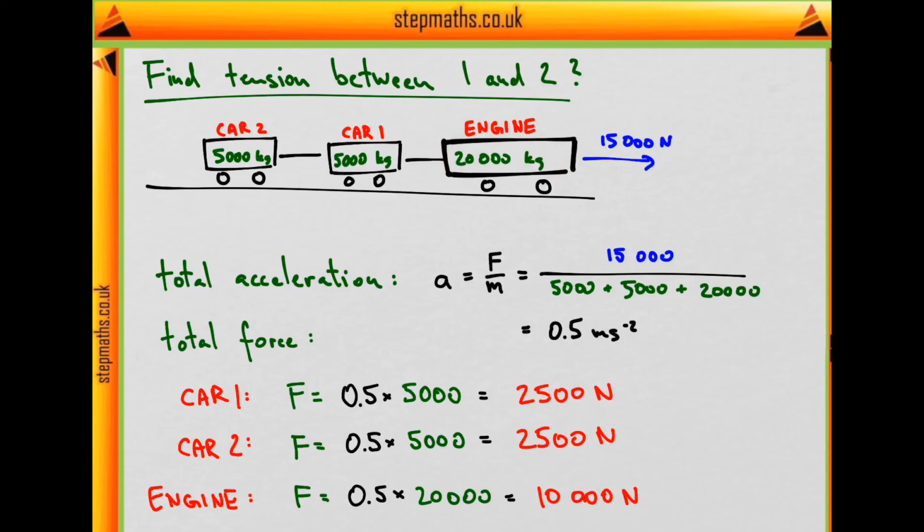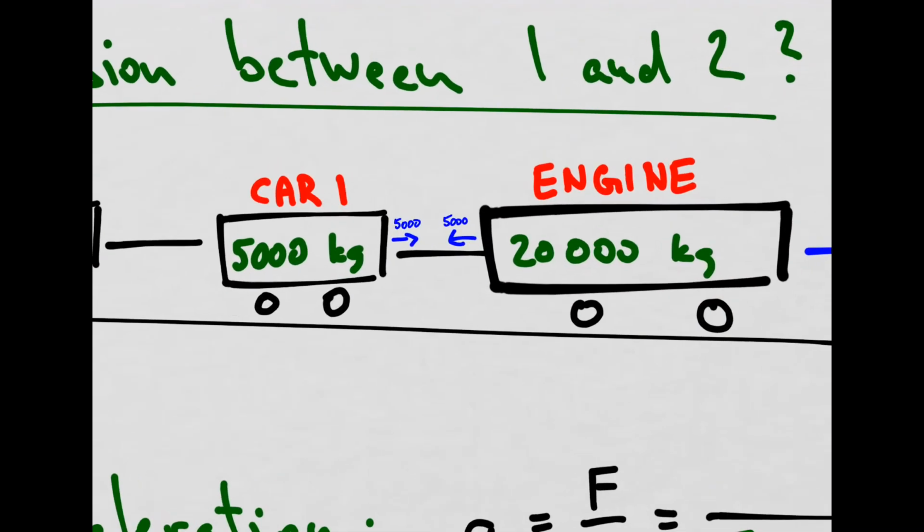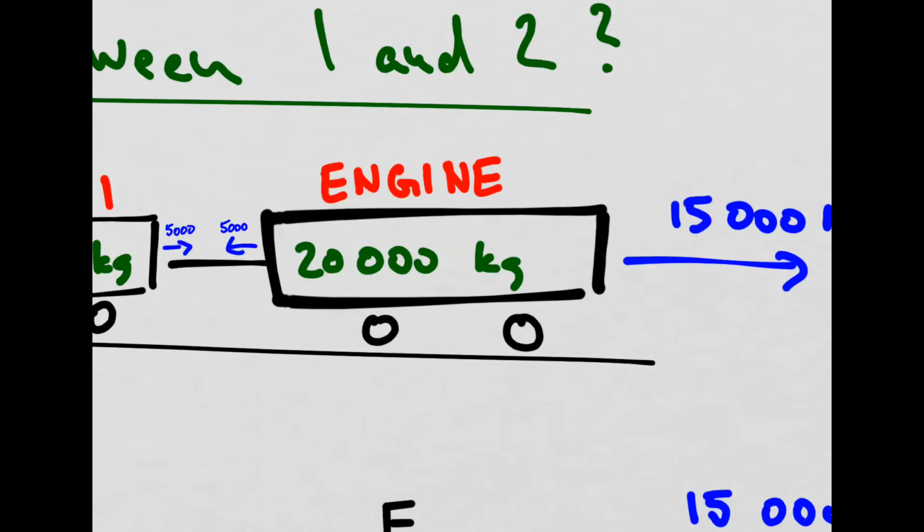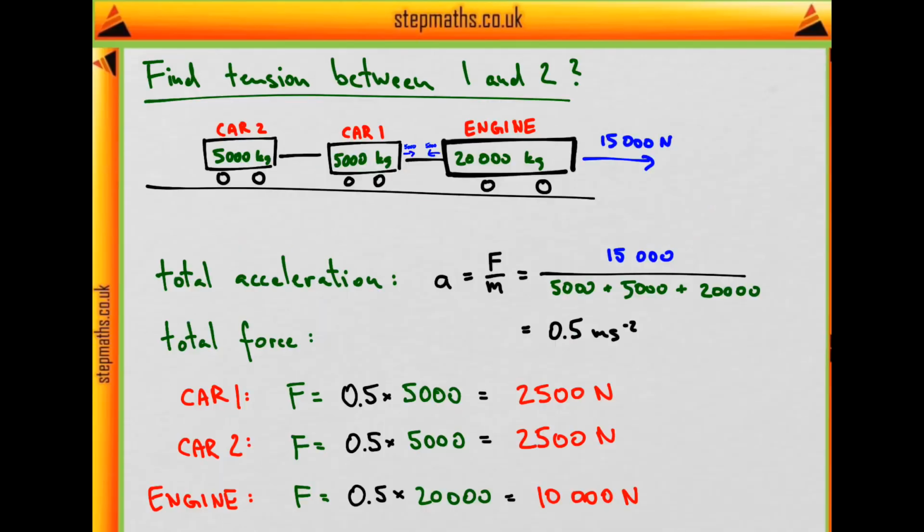If the total force on the engine must be 10,000 newtons, and we have a force of 15,000 pulling to the right, that means that there must be a force of 5,000 pulling to the left. That gives us a total force of 10,000 newtons as required for that acceleration we calculated earlier. But the tension in this string must be the same from both sides by Newton's third law, so the force on this car is 5,000 newtons to the right.